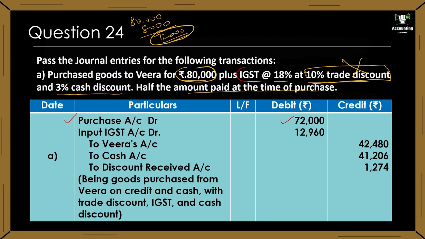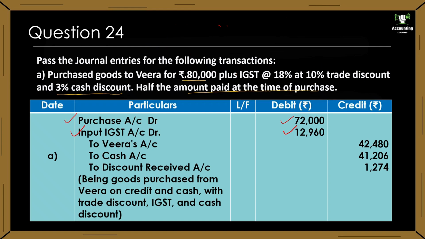Next, there is an IGST of 18%. When you purchase, it is input IGST. So you have to calculate 72,000 into 18%. It is 12,960. Input IGST is an expense, so it will also be debited. Input IGST account debit 12,960. We have finished the debit part. Now, let us see the credit side of the journal entry.